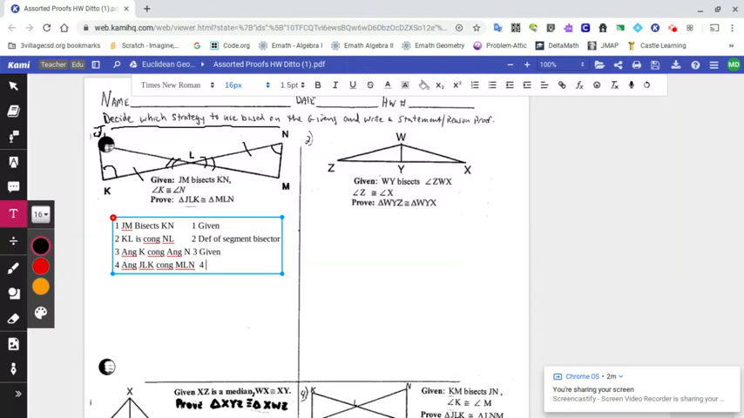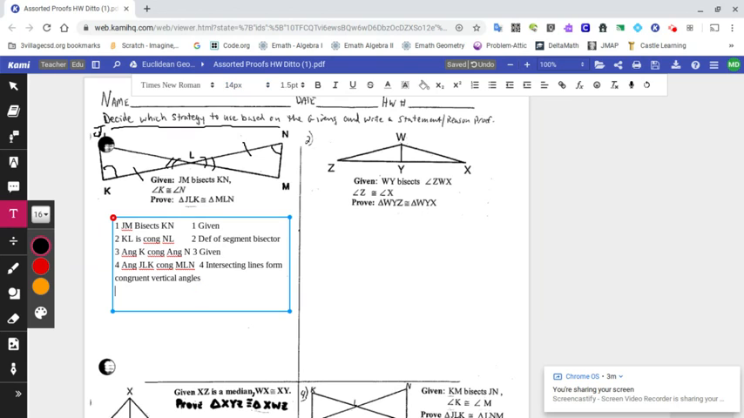And that is because intersecting lines form congruent vertical angles. Resize that box, push this over a little bit. Oh, I can't do that. It wrapped around because I'm using only one text box.